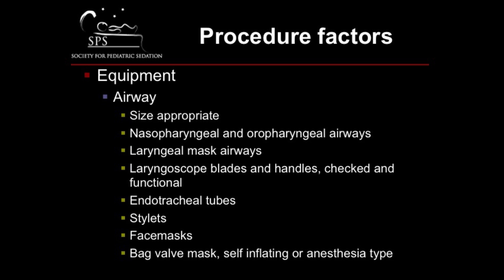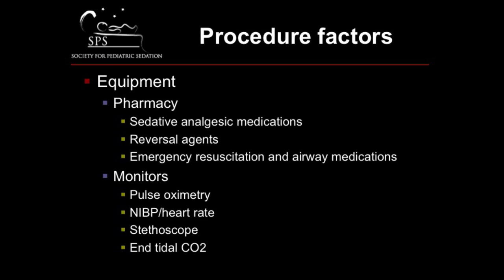Is all of this equipment easily and rapidly accessible? How quickly could we access and deliver emergency medications, including neuromuscular blocking agents, in the setting of critical laryngospasm? We will review sedative and analgesic medications in the next lecture. But in terms of preparation, our chosen armamentarium should be rapidly accessible, including repeat doses if required, as well as emergency medications and reversal agents.